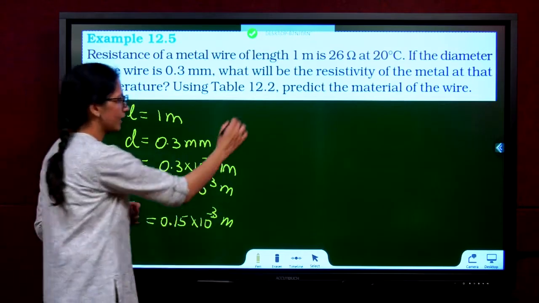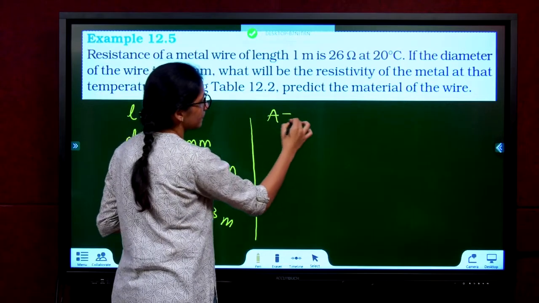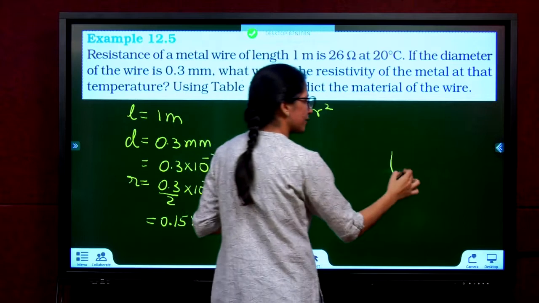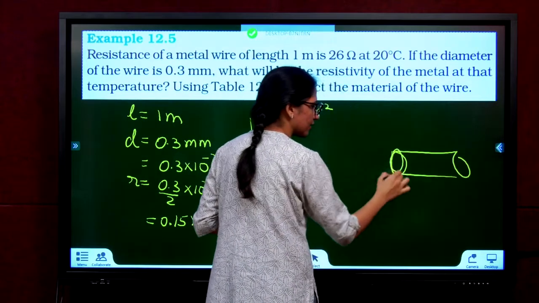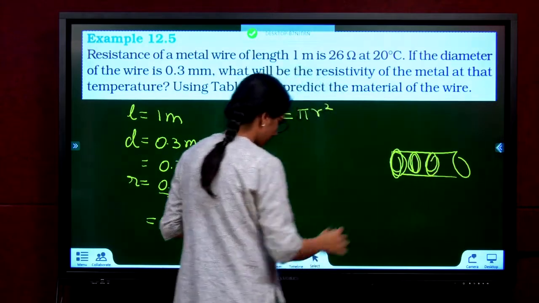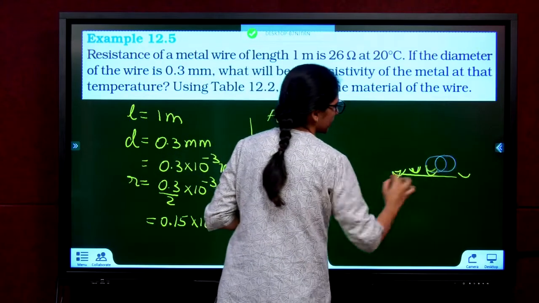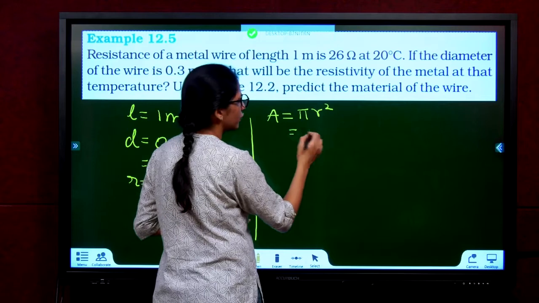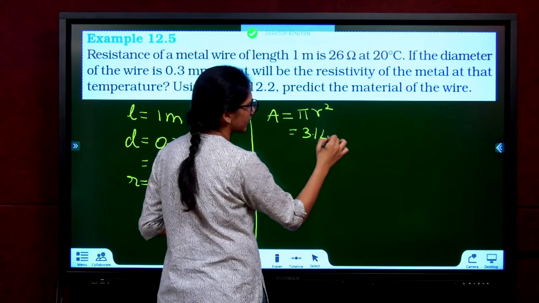From this we will find the radius and area. Area is pi r square. Why? If you look at a wire, the wire is cylindrical, so the cross-section is a circle. Yes, the area is always a circle. So what is the area formula? Pi r square. Pi is 22 by 7 or 3.14, use anything.